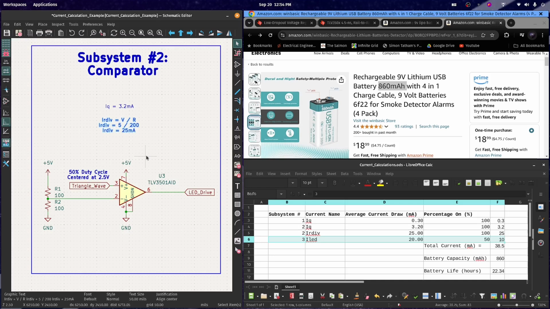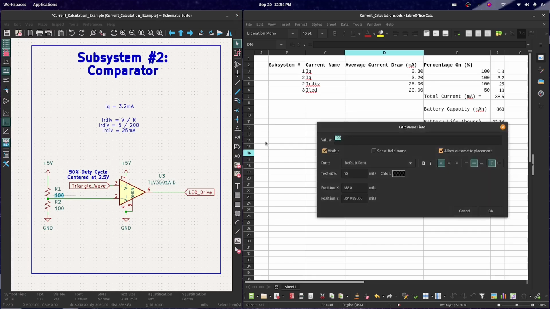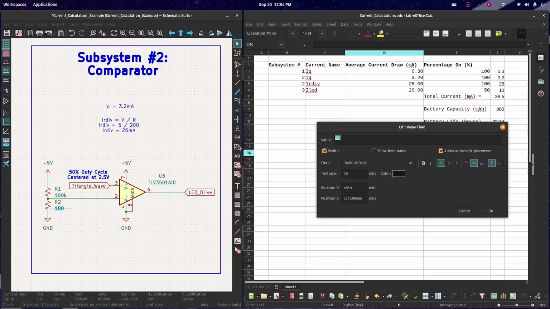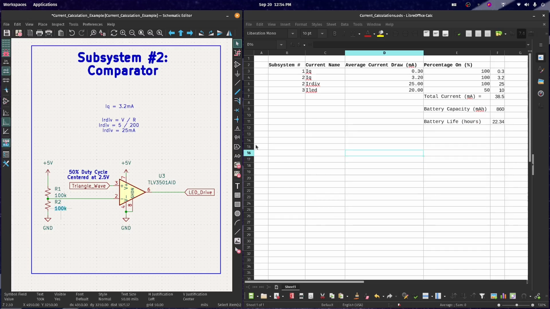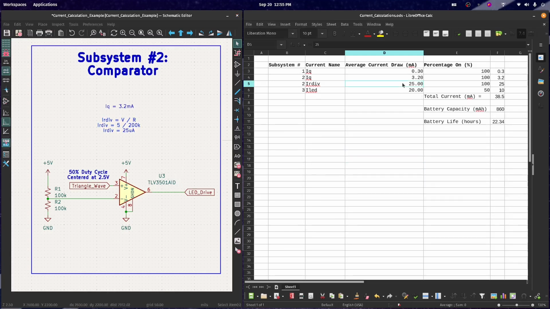Looking at the current in the resistive divider, if we increase the total resistance, we can decrease the current consumed. Let's do that by increasing the size of the resistors to 100K. Now we are consuming 25 microamps compared to the 25 milliamps. Already this more than doubled our battery life.